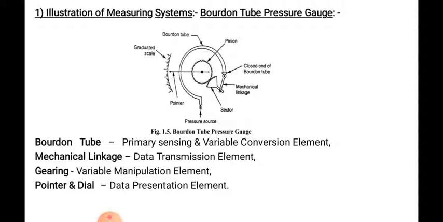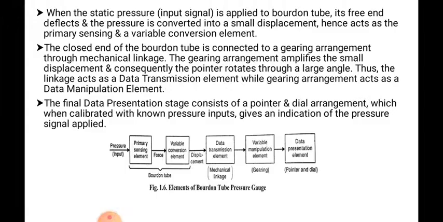Then the gearing and sector act as a variable manipulation element, meaning the small deflection is converted into a large deflection by the sector and gear or pinion. That is the manipulation element. Then the pinion is presenting the data on the graduated scale through the pointer. Okay, the same kind of illustration is explained here.